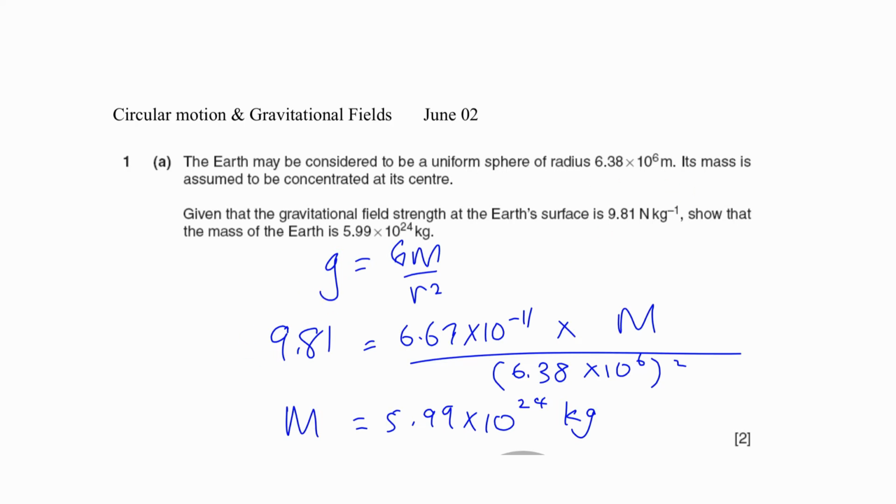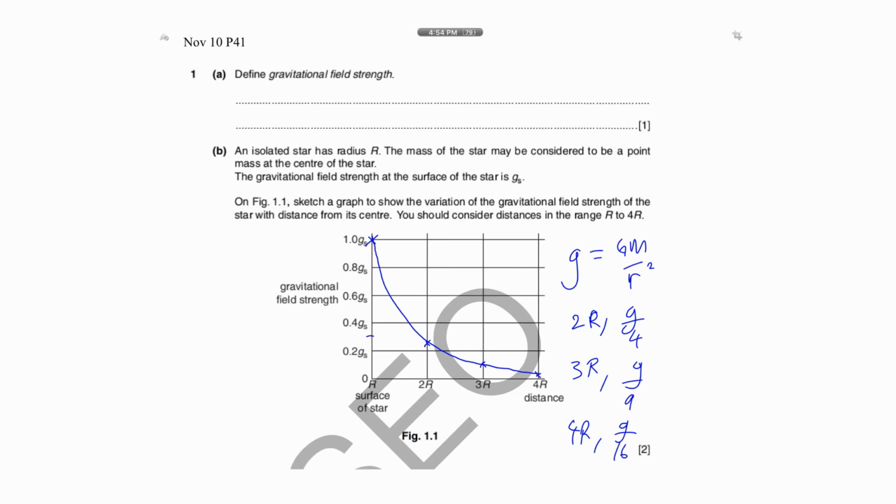Then you can substitute the radius. Don't forget there's a square. Then you can find the mass of the Earth. So the definition of gravitational field strength is simply force per unit mass. That's it. Now for part B, you need to understand something.